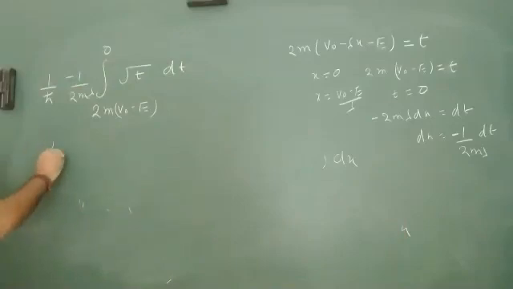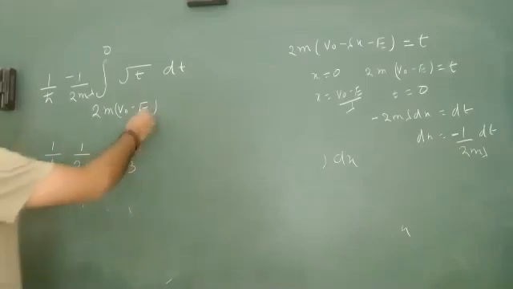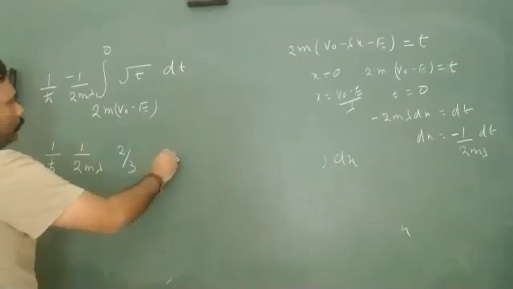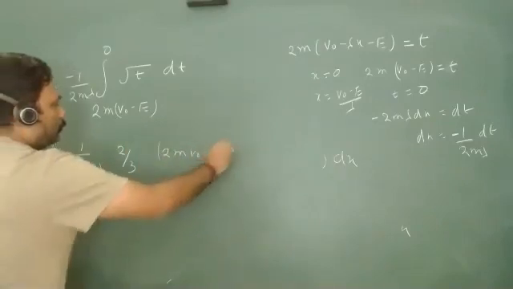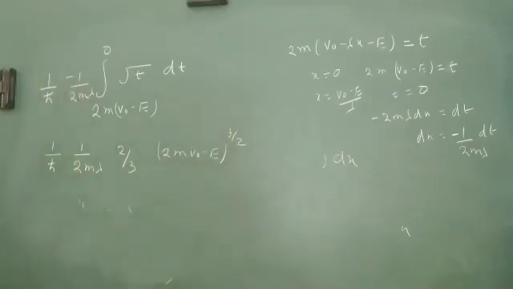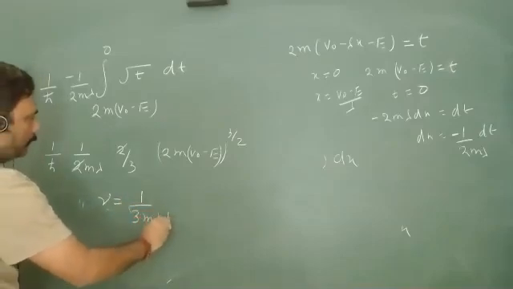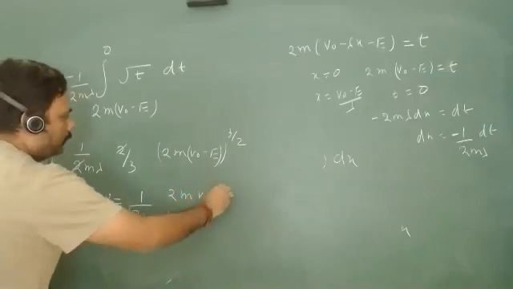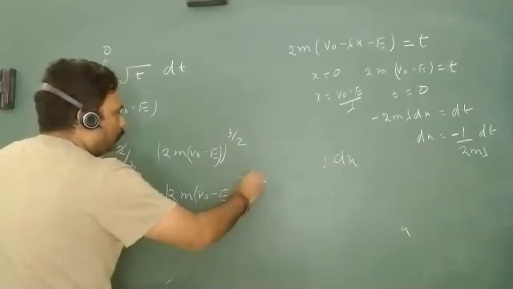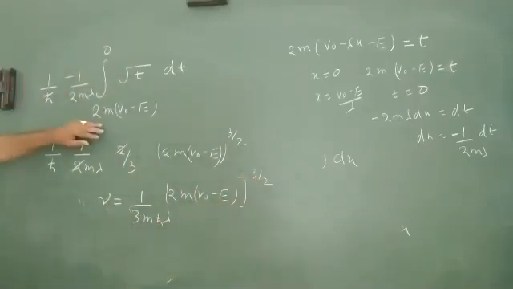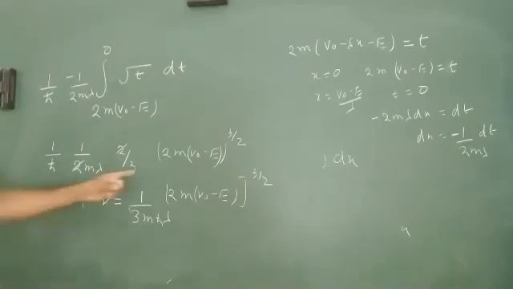We can write 1 upon h cut, 1 upon 2m lambda, 2 upon 3 is there, and we can just go for 2m (v naught minus e) to the power 3 by 2, isn't it? That's it. So this 2 and 2 will cancel. So we have gamma is equal to 1 upon 3m h cut lambda, 2m (v naught minus e) to the power 3 by 2. This negative sign will cancel because I have taken this way. So I am directly writing this thing.